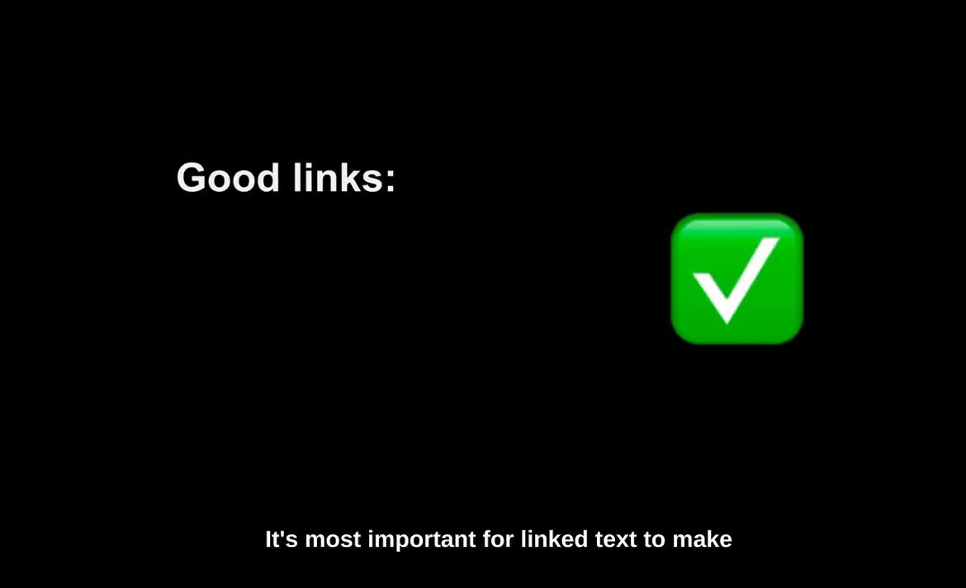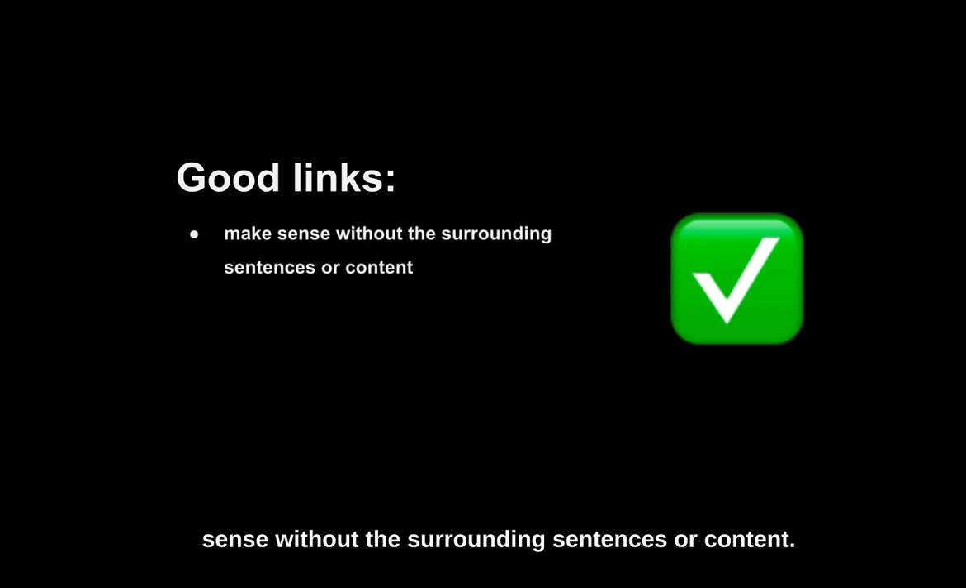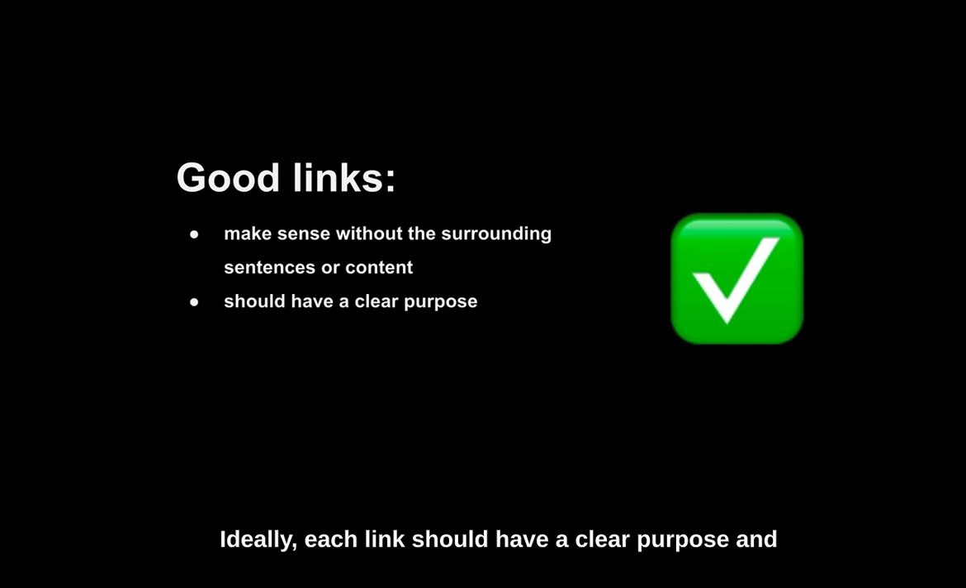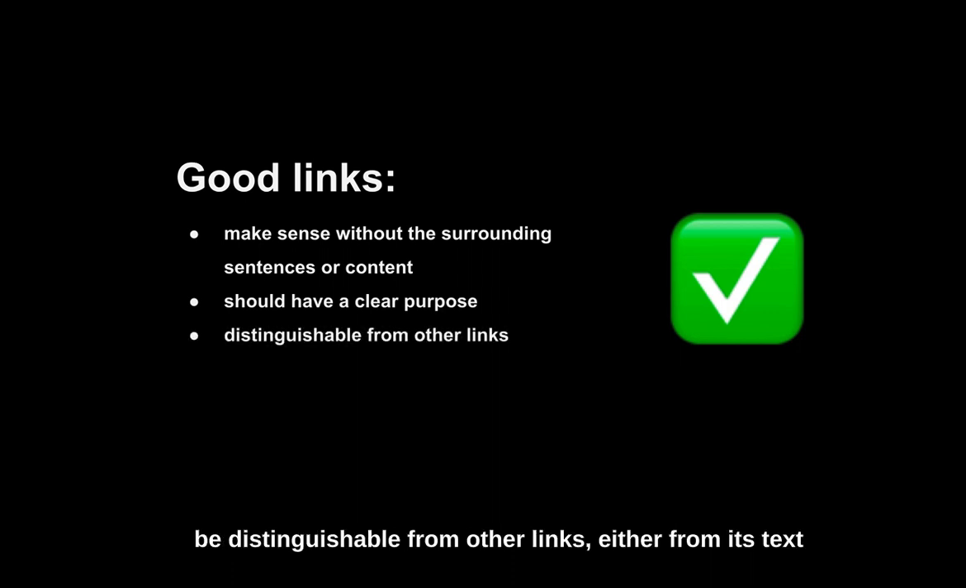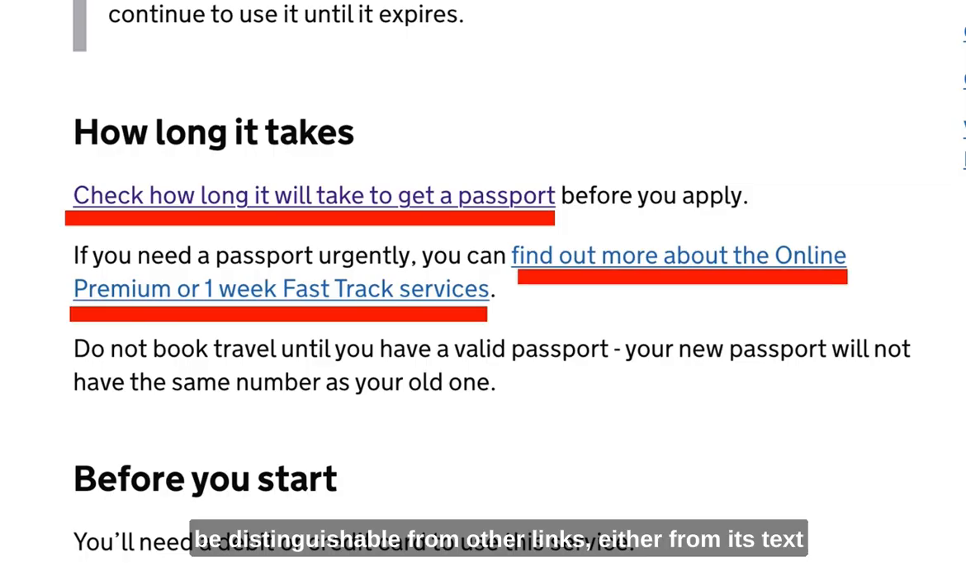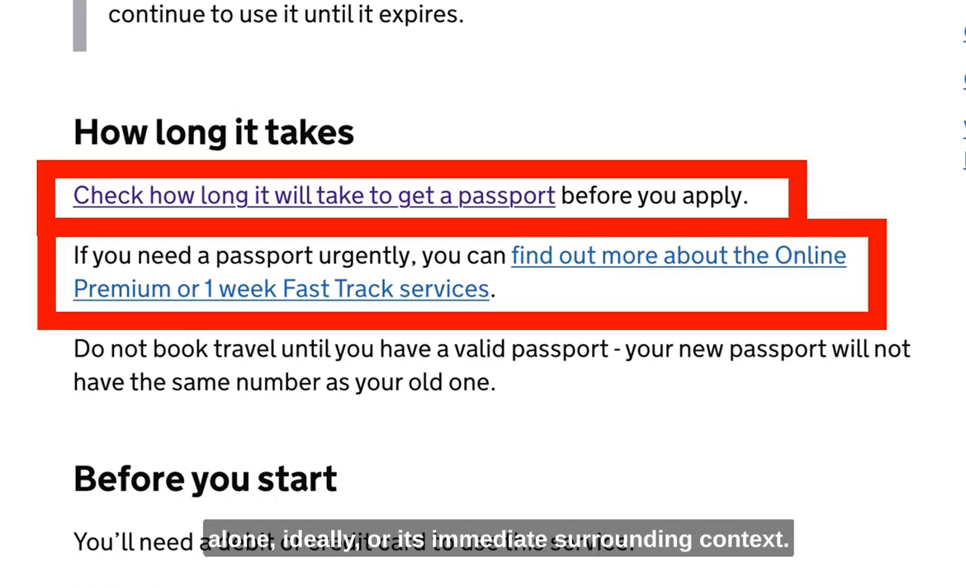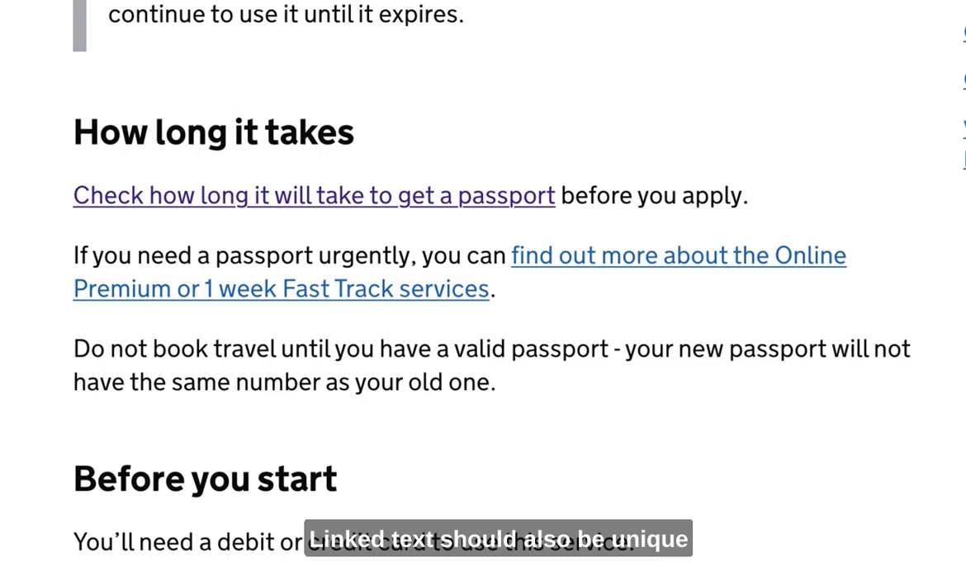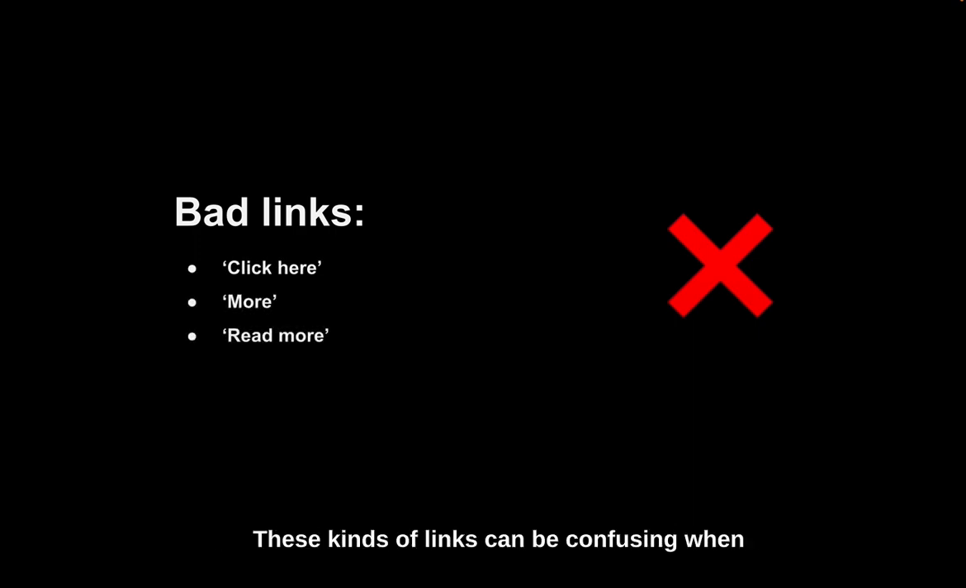It's most important for linked text to make sense without the surrounding sentences or content. Ideally, each link should have a clear purpose and be distinguishable from other links, either from its text alone, ideally, or its immediate surrounding context. Linked text should also be unique and easy to speak out loud. Avoid link text like, click here, more, and read more. These kinds of links can be confusing when a screen reader reads them out of context.